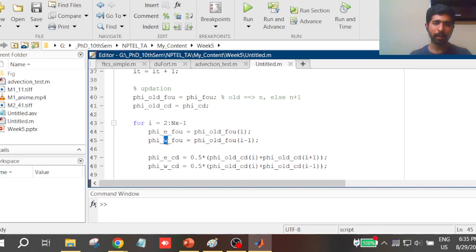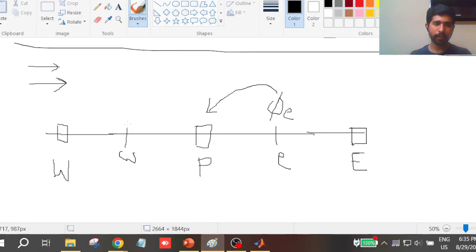Now similarly phi W at the west face. If I want phi W here, this is again equal to phi of upstream. Upstream for this will be phi of capital W.